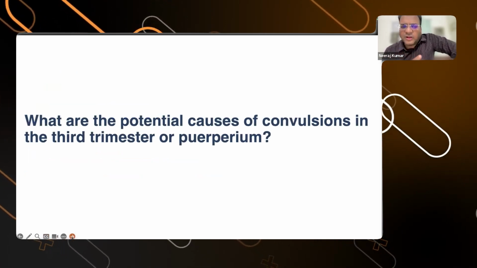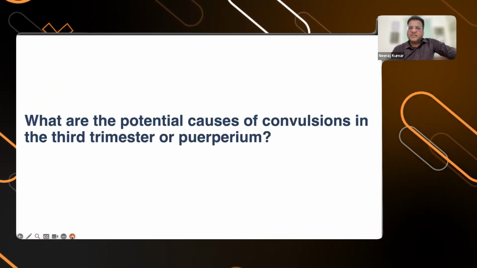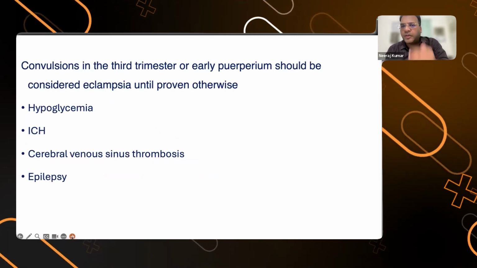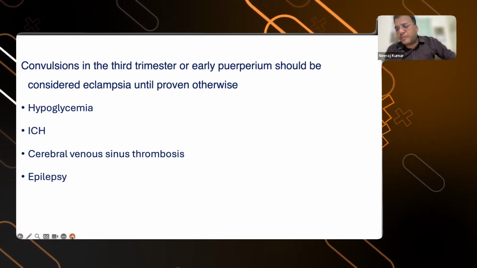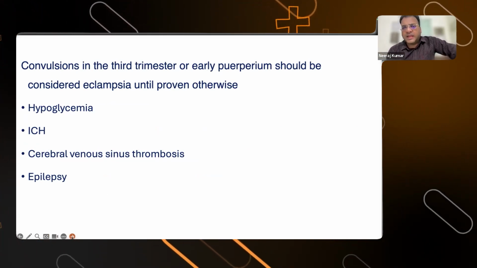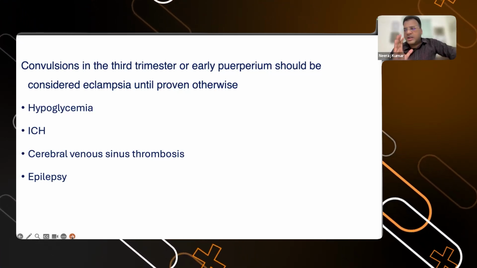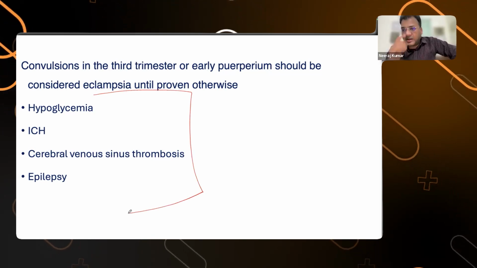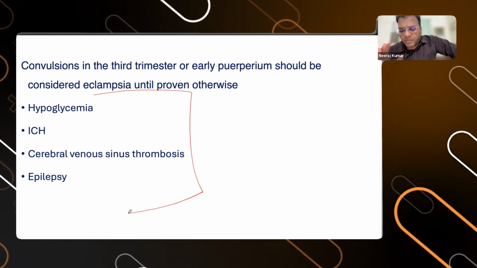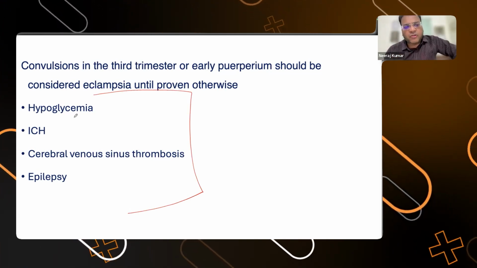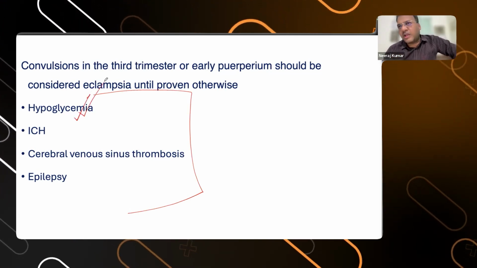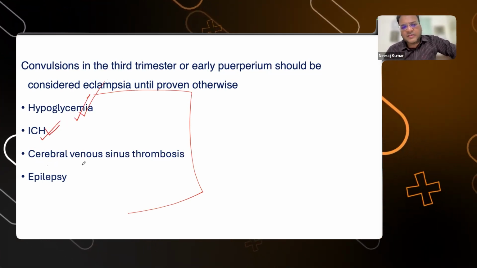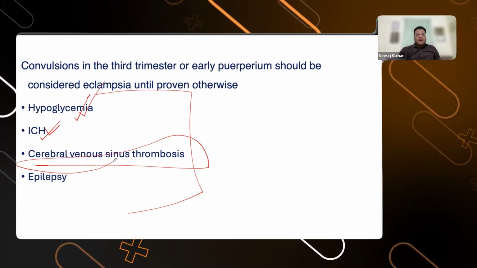Now, the question was: what are the potential causes of convulsion in the third trimester of pregnancy? If you see convulsion during this third trimester, or if a patient has delivered a baby and then has a seizure, until proved otherwise you have to think of these causes. In the real exam, the problem with the students is that they tell this cause very commonly: hypoglycemia, first cause; intracerebral hemorrhage, definitely; and the third cause they used to miss. So this is your until-proved-otherwise.